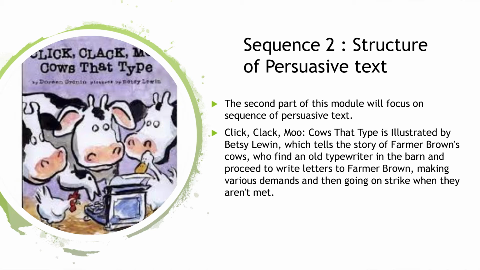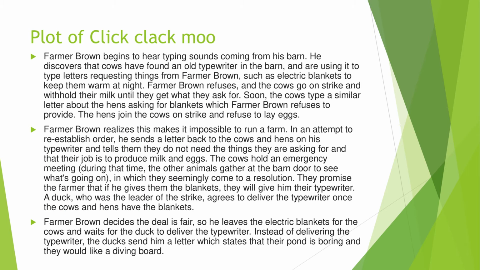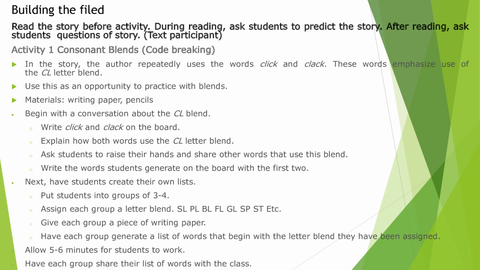For the second sequence, I choose Click, Clack, Moo: Cows That Type, which is a story that cows make various demands to the farmer by using a typewriter. This is the plot of the story. The first activity here focuses on the language strand. Students will practice consonant blends in this book and write the blend words they know as much as possible and read them.